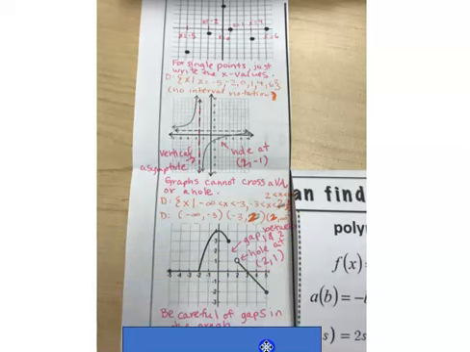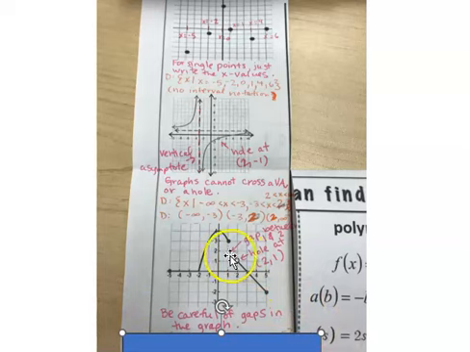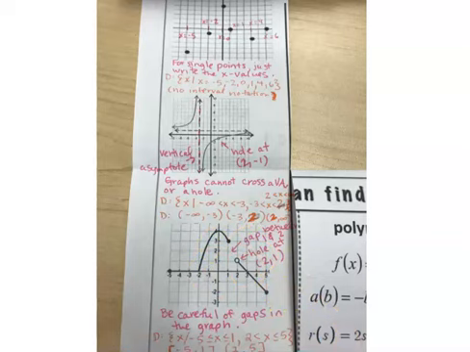Now, there will also be some times when you have graphs that have gaps in them. And so there's going to be a whole big section of the graph that's not being used. So in this case, when I go to write my domain, I'm going to only have the domain for the section that is being used.